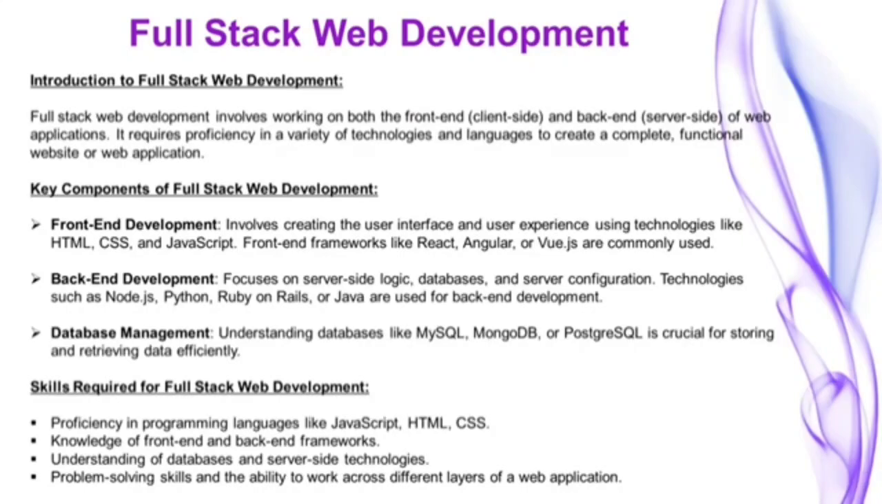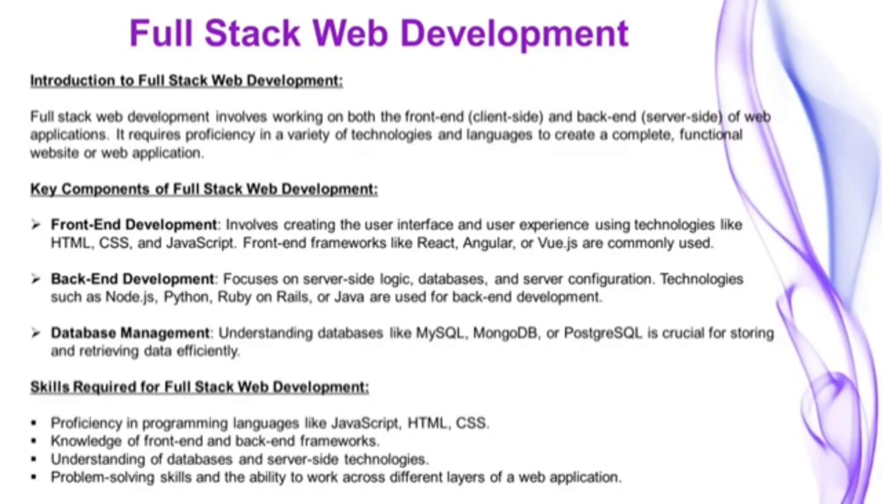application. The key components of full stack web development are: front-end development involves creating the user interface and user experience using technologies like HTML, CSS, and JavaScript. Front-end frameworks like React, Angular, or Vue.js are commonly used. Back-end development focuses on server-side logic, databases, and server configuration. Technologies such as Node.js, Python, Ruby on Rails, or Java are used for backend development. Database management, understanding databases like MySQL, MongoDB, and PostgreSQL is crucial for storing and retrieving data efficiently.